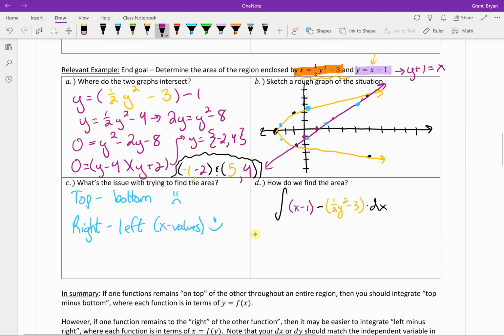I don't want it to be y equals. I want everything to be x equals. And cleverly, we already did that. X is actually equal to y plus 1. So it's an easy erasure here.